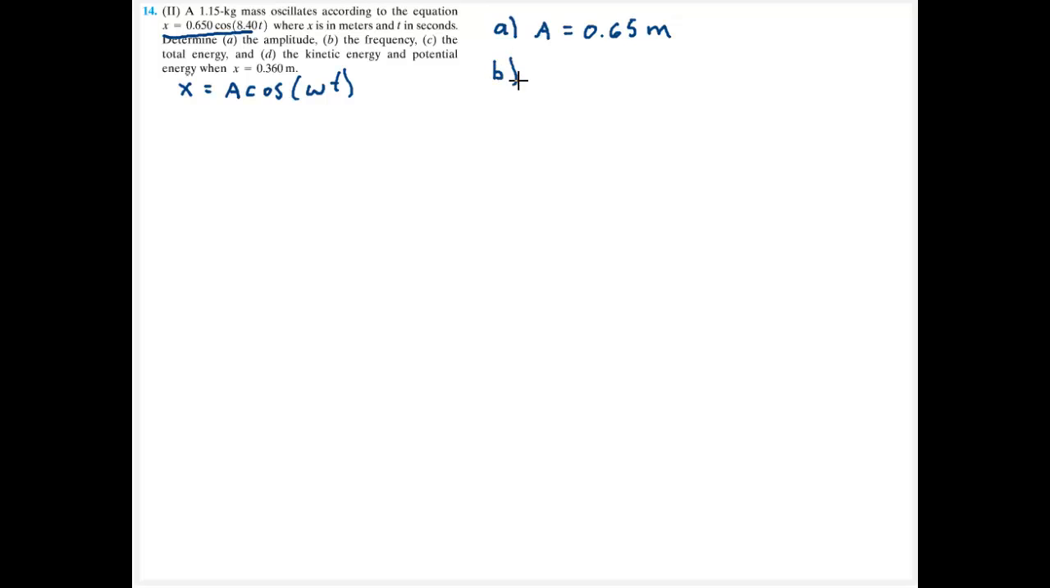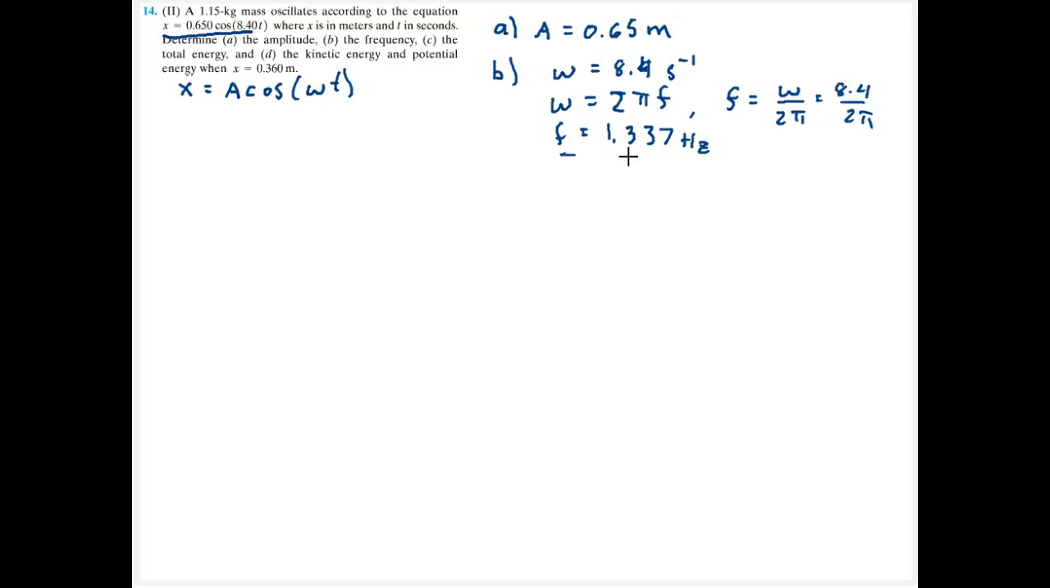For part B, we don't immediately know what the frequency is, but we know that the angular frequency is going to be 8.4 inverse seconds, and I know that the angular frequency is related to the linear frequency. It's going to be 2 pi multiplied by the frequency, so the linear frequency is going to be angular frequency divided by 2 pi, or 8.4 divided by 2 pi. The frequency then is going to be equal to 1.337 hertz.